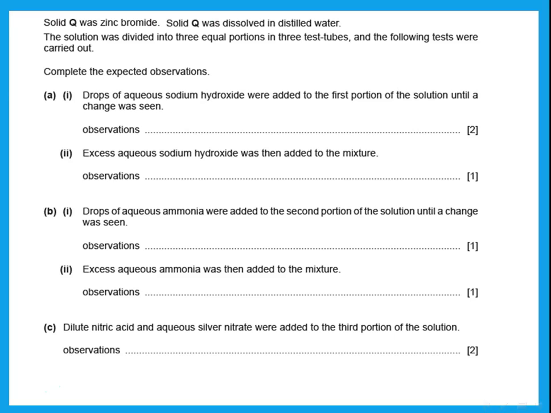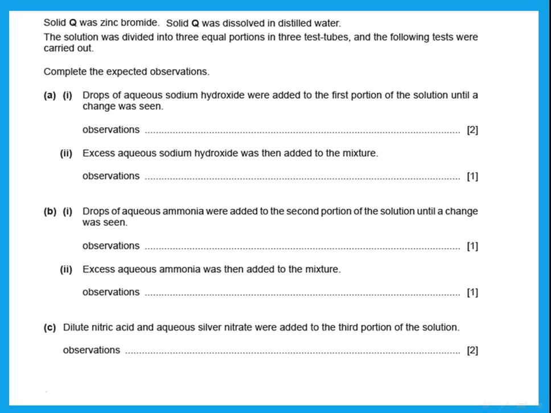Okay, this is the other kind of question that you will get in paper 6. So solid Q was zinc bromide. So he's giving me the identity of Q. The solution was divided into 3 equal portions, and he's saying complete the observations. Okay, let's take a look at the first question. Again, let's keep in mind, he has zinc bromide.